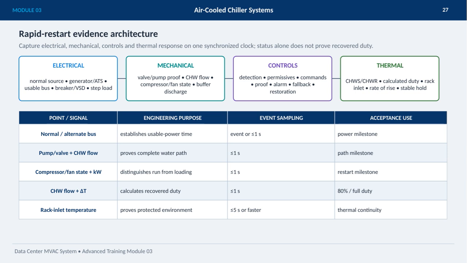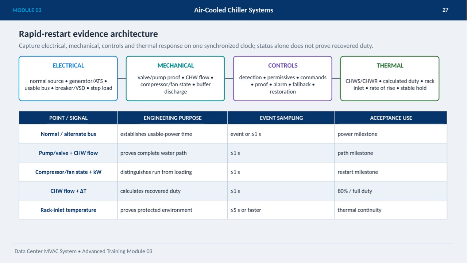Starting with electrical signals, we track elements such as the normal power source, generator or automatic transfer switch, usable bus voltage, breaker or variable speed drive status, and step load events. For mechanical aspects, we confirm valve and pump proof, chilled water flow, compressor and fan states, along with buffer discharge. Controls data involves detection, permissives, commands, proof signals, alarms, fallback conditions, and restoration. Thermally, we monitor chilled water supply and return temperatures, calculate duty, check rack inlet temperatures, rate of temperature rise, and stable hold conditions.